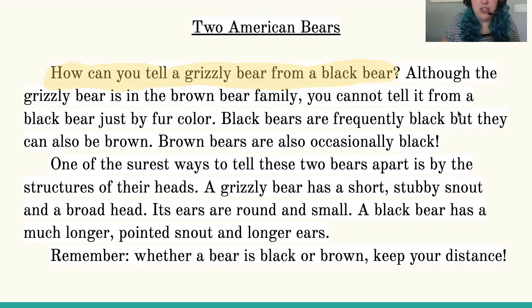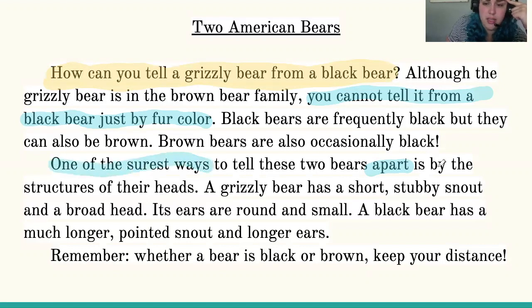There's some information here. This is telling us you cannot tell a black bear from a brown bear just by its fur color. You cannot tell just by that. So they're telling us things we can't do. I want to know things we can do. All right, so I see this word here, apart. They're telling them apart. It's telling me that they are different. One of the surest ways is by the structures of their heads. There's one detail. You can tell grizzly bears apart by the structure of their heads.